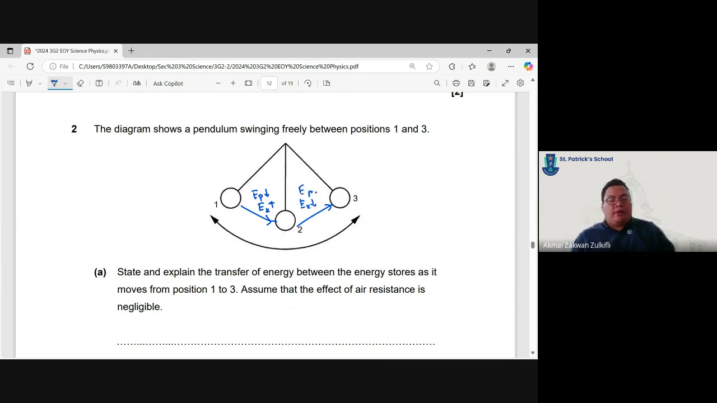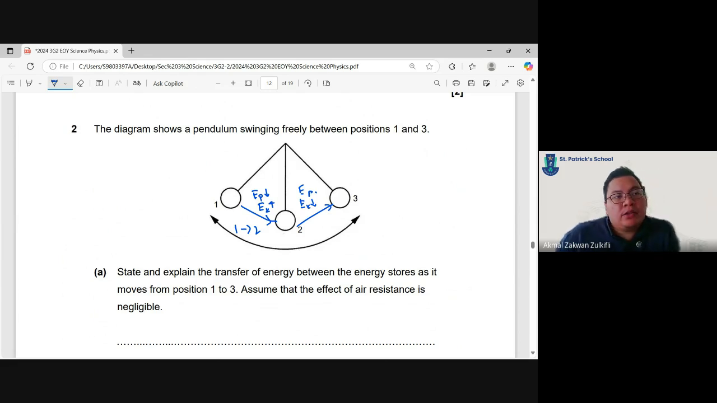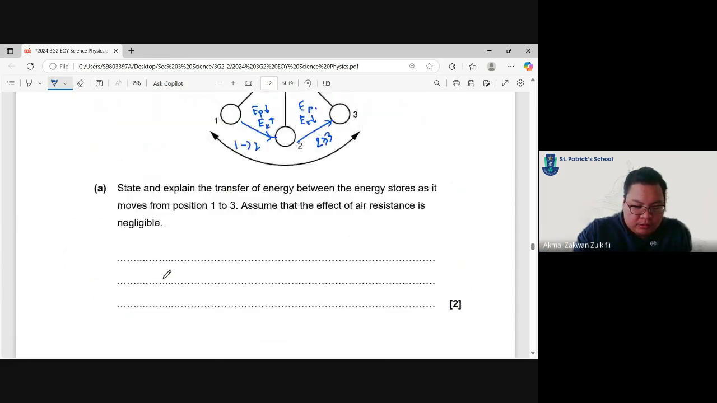So you can break it down from 1 to 2. You can talk about these two: energy is transferred from the potential store to the kinetic store, mechanically due to work done by gravity. And from 2 to 3, energy is transferred from the kinetic store to the potential store, mechanically due to work done by gravity. Make sure you have that. As long as you break these two down and talk about these two things, you'll get your full 2 marks here.